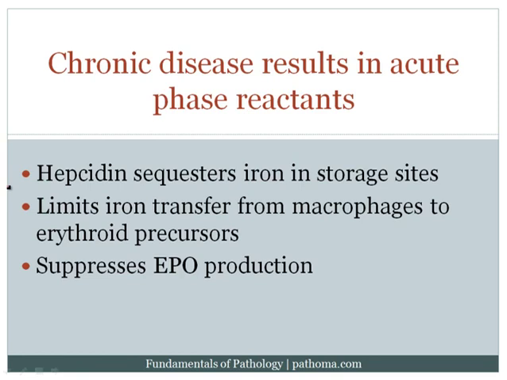One of those acute phase reactants is called hepcidin. And hepcidin, what it does is it sequesters iron within storage sites so that it cannot be used. So hepcidin has the ability to lock iron into its storage sites, prohibiting iron from being transferred to other cells. So this limits the transfer of iron from the macrophages to the erythroid precursors. And if the erythroid precursors don't have access to iron, they're going to have difficulty producing heme. And again, if heme is low, then hemoglobin will be low, and if hemoglobin is low, that's going to result in a microcytic anemia. So that's one consequence of hepcidin.